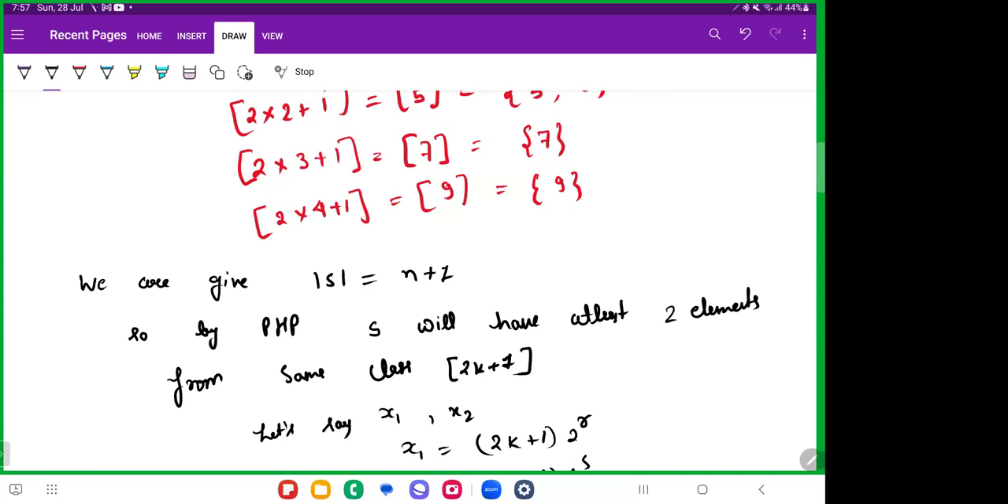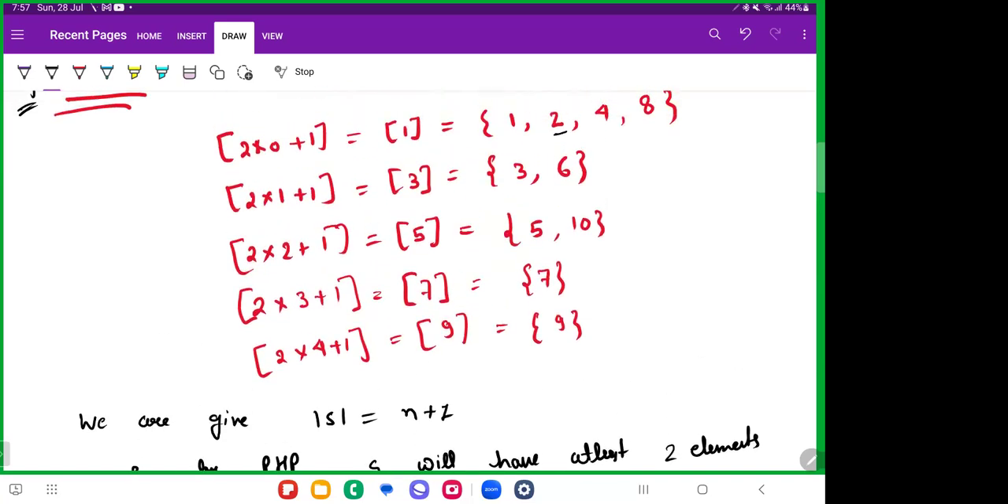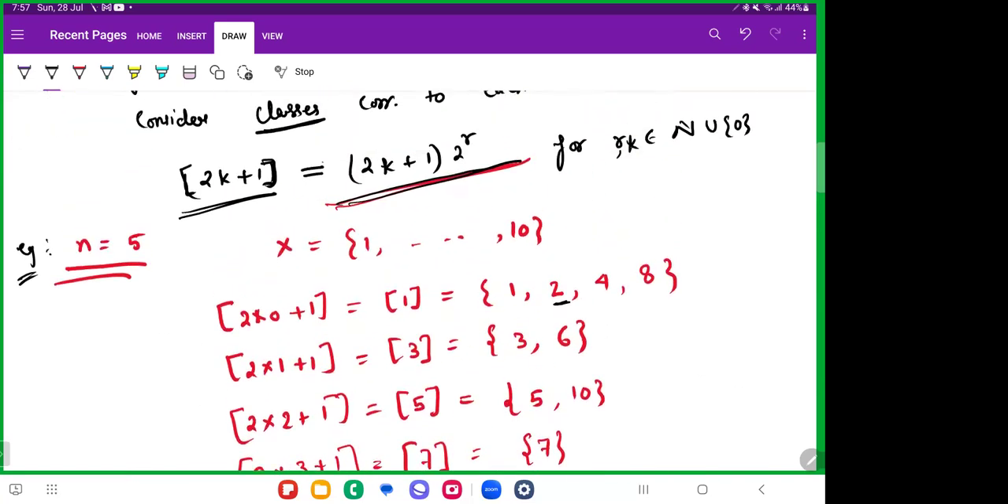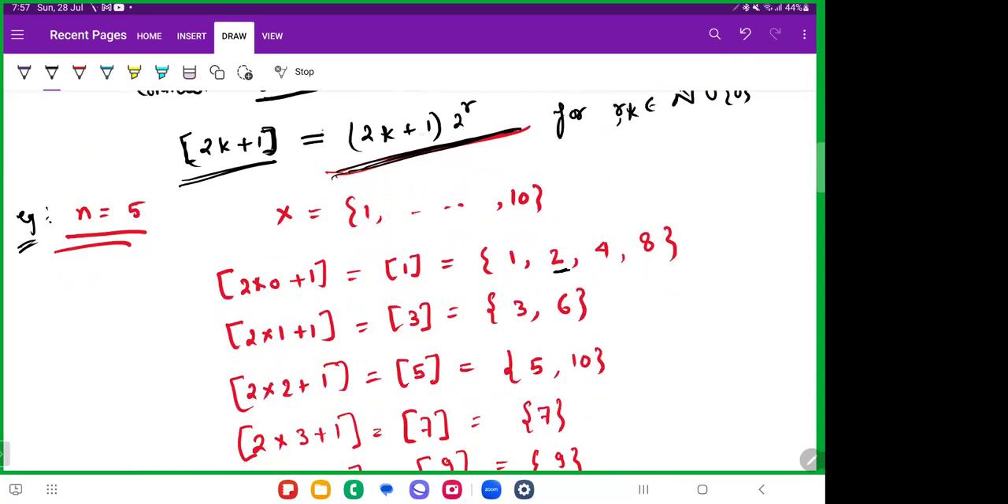But sir, we only have n odd elements. How can you get n plus 1? Yes, we have n odd elements, but in the odd classes we have even elements too, because every element has a unique decomposition in this form. This is basically the prime decomposition theorem, because any other prime will come from here, and 2 is written there.